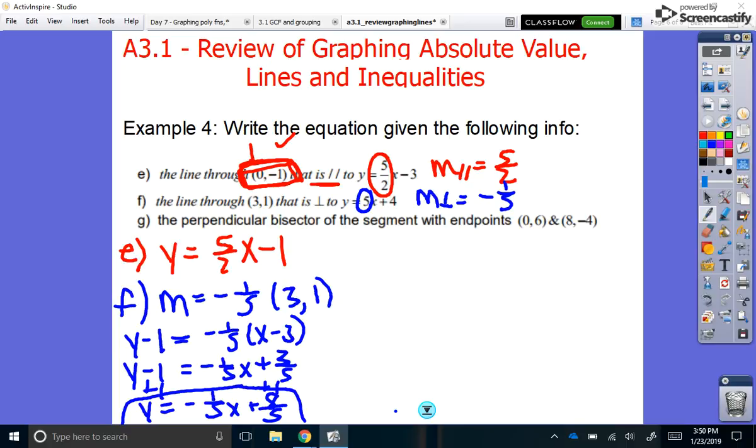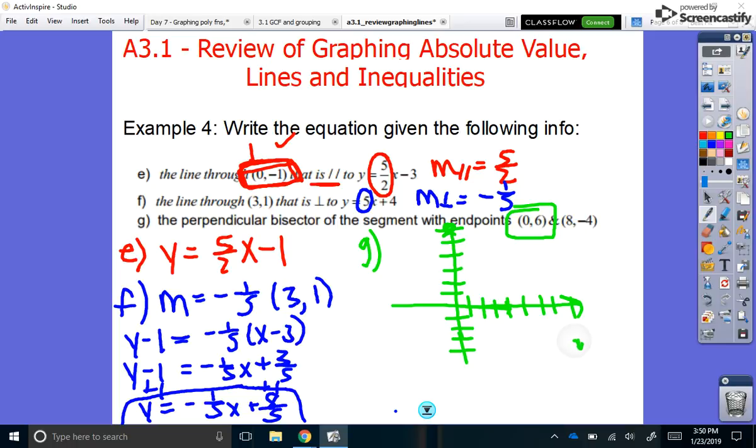Lastly, we're going to write the perpendicular bisector of a segment with these endpoints. So let's go ahead and plot the endpoints. 0, 6, 1, 2, 3, 4, 5, 6. The good news is this is my y-intercept. So if I can find the slope, I can just plug it into slope-intercept form. So through 0, 6, and 8, negative 4. 1, 2, 3, 4, 5, 6, 7, 8.